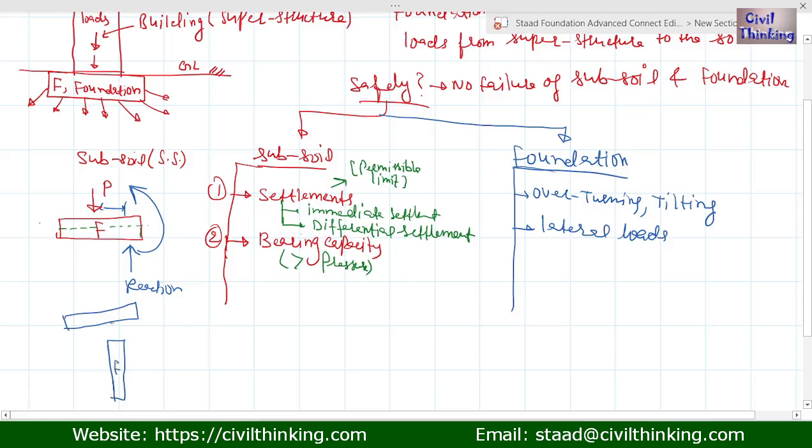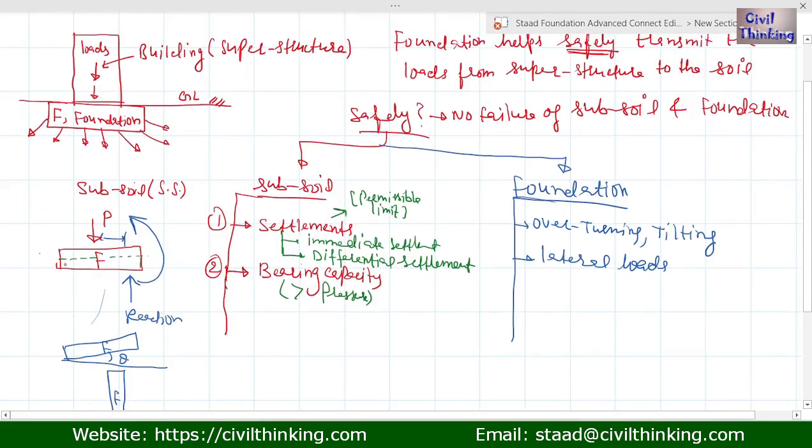This is the foundation. If the moment is more, the moment will try to tilt the foundation, and if it is too much, it will even topple or overturn the foundation. So we have to design the foundation such that there are resisting moments to counter these overturning or tilting moments.